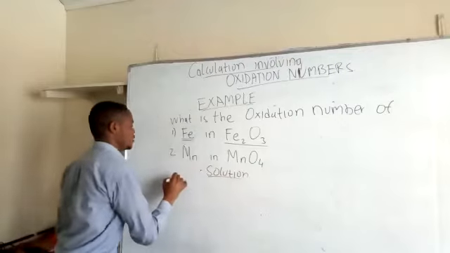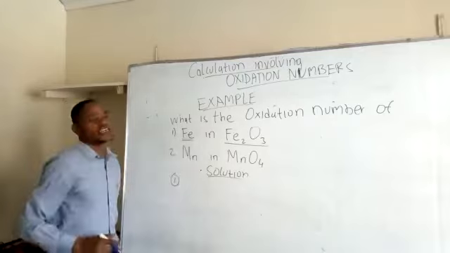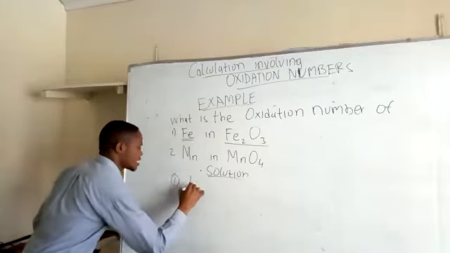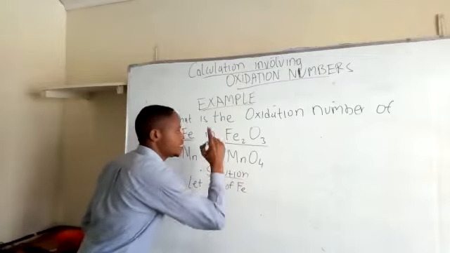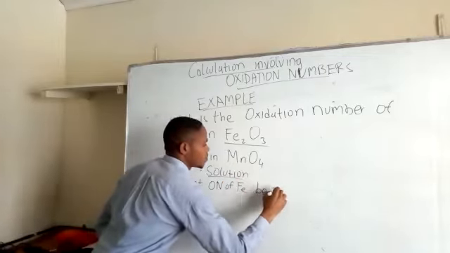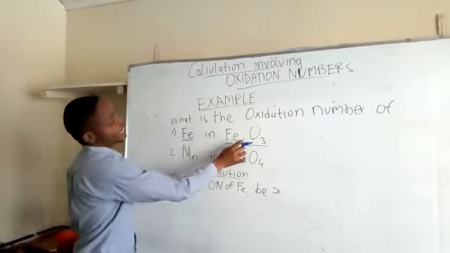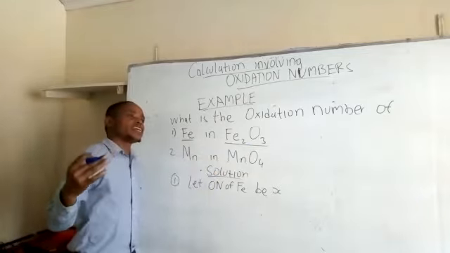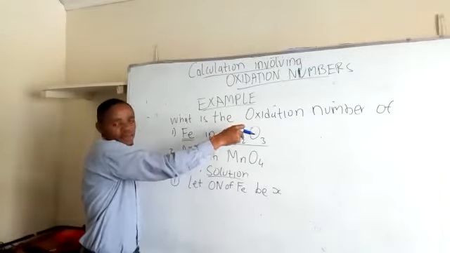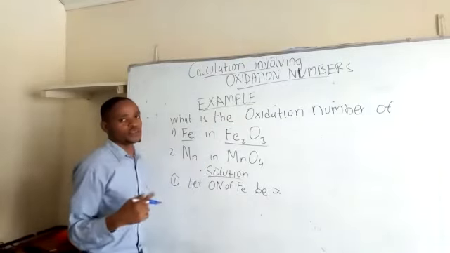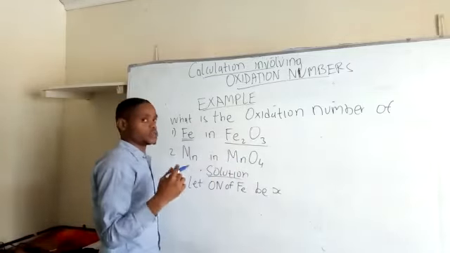So we're starting with our first part here. We want to get the oxidation number of iron in this. So we start by saying, let the oxidation number of iron in that compound be X. Then, because this is a compound, the sum of the oxidation numbers of the constituent elements in that compound should add up to 0. So if we add the oxidation number of this iron and this oxygen, it should give us 0.